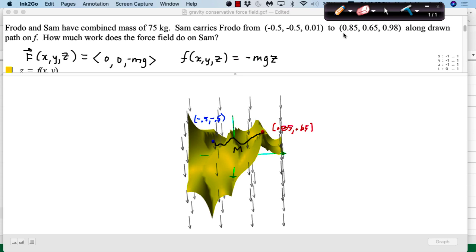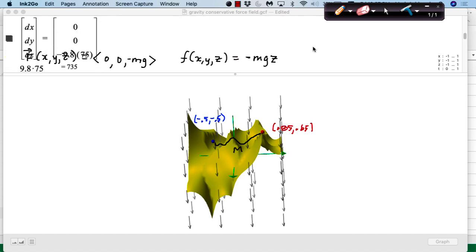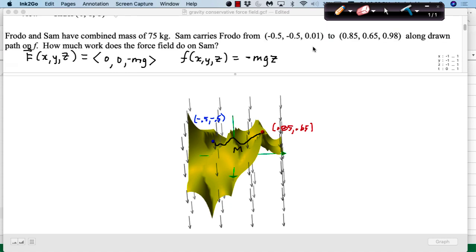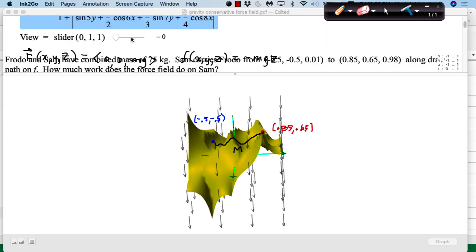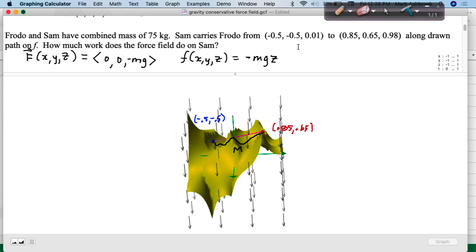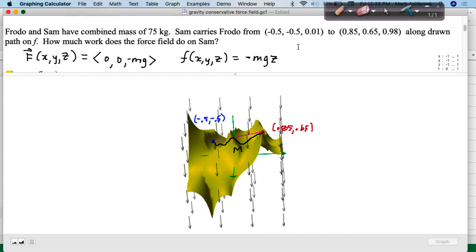Instead, we can do the easiest path we can think of, which is a straight line. Let's see, where's the straight line? Does that show up? Oh, good. So the work that the field would do on Sam as he carries Frodo, if they were to travel that path, would be the same work as if they're clambering on the mountain, right? So let's do it. Here we go.